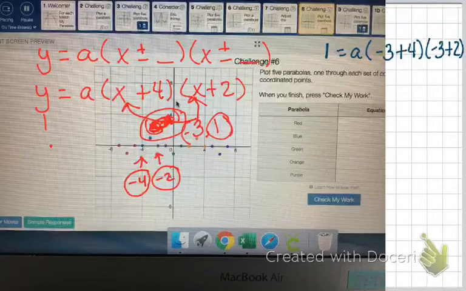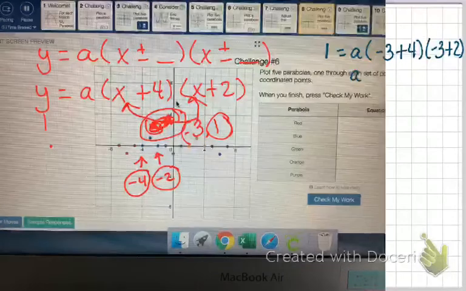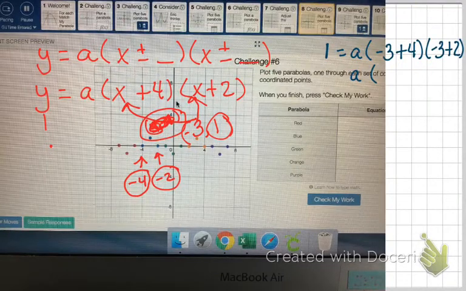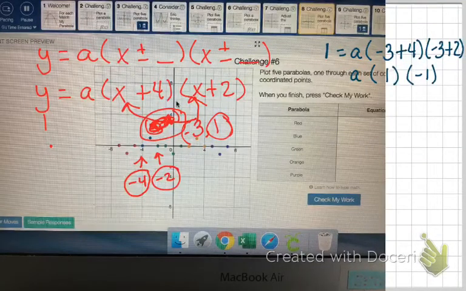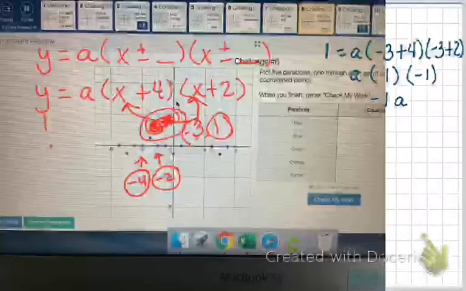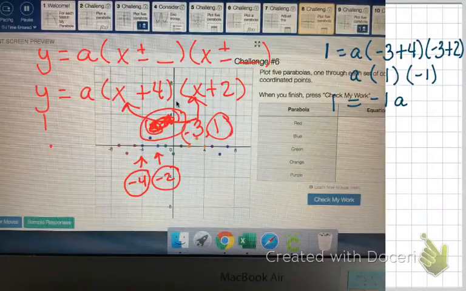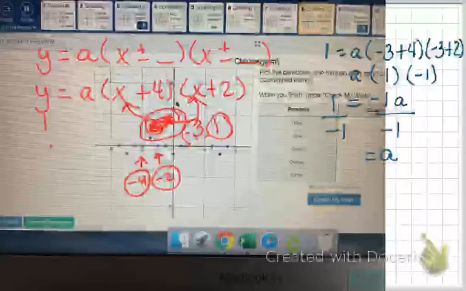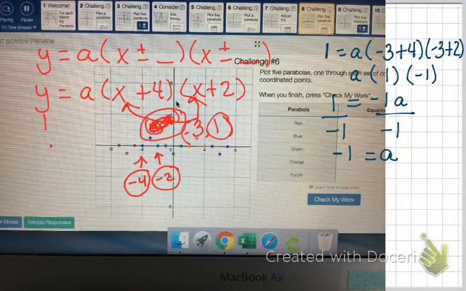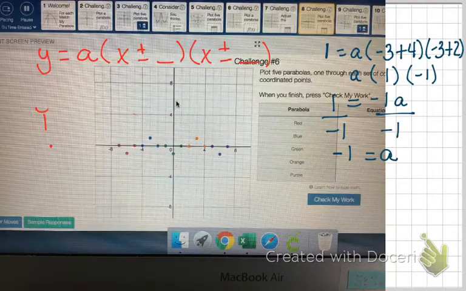Now let's simplify and solve for a. So I'm going to go ahead and simplify the parentheses first. So we get a 1, and we get a -1. -1 times 1 is still a -1, and we're multiplying it times a, is equal to 1. Divide both sides by -1, a is equal to -1. So now we can write it. I'll erase some of this so you can see.